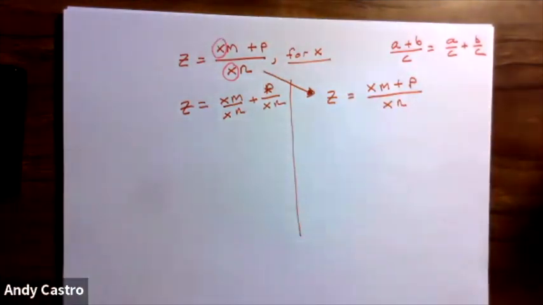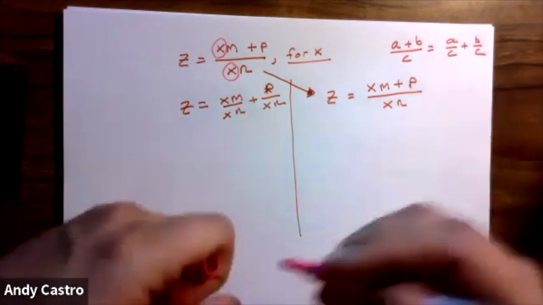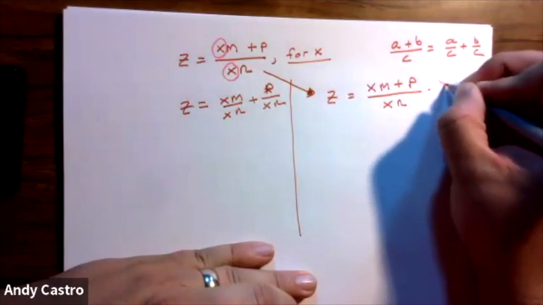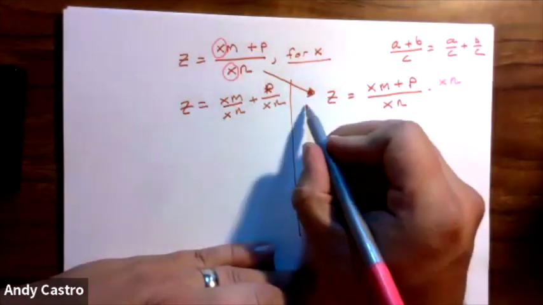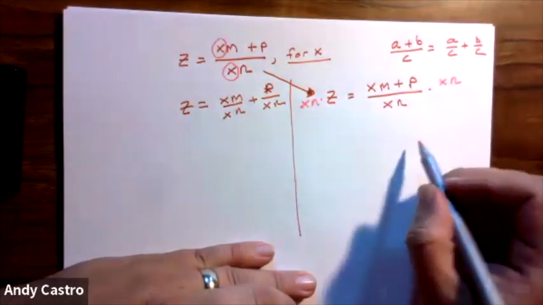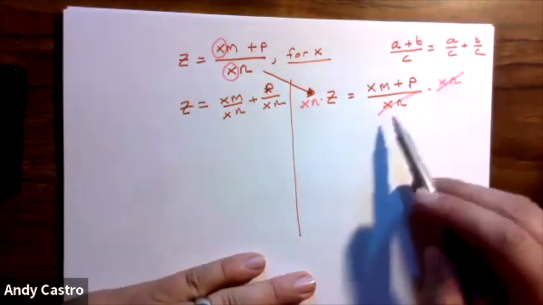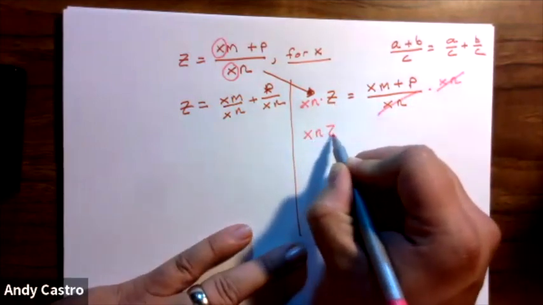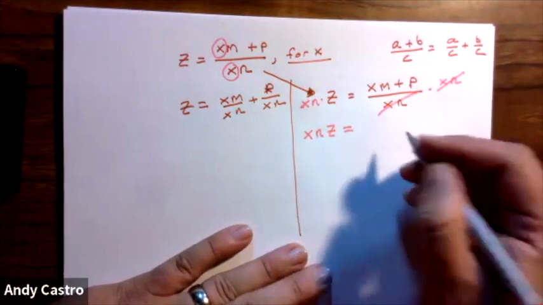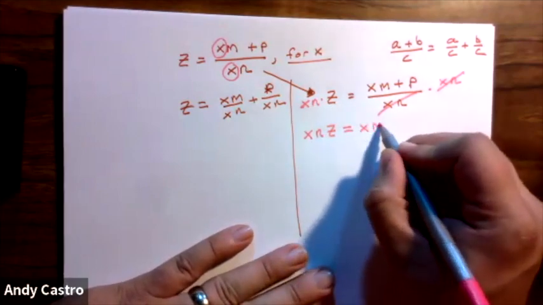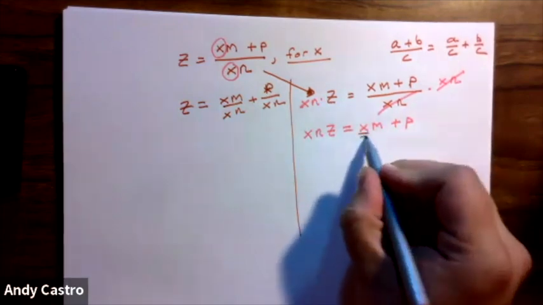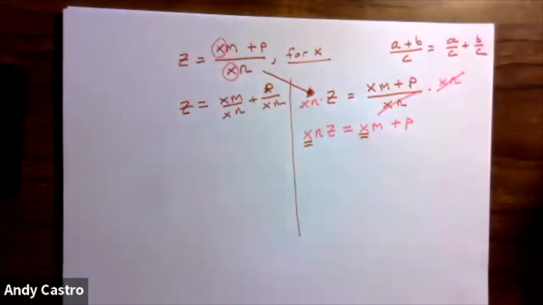So one of the first things to do is always look to see, can you get rid of your fraction? If I multiply both sides of the equation by xn, then that will cancel here. xn will multiply here, so x times n times z is equal to xm plus p. Okay. So now that I've done this, I've got x on both sides of my equation.